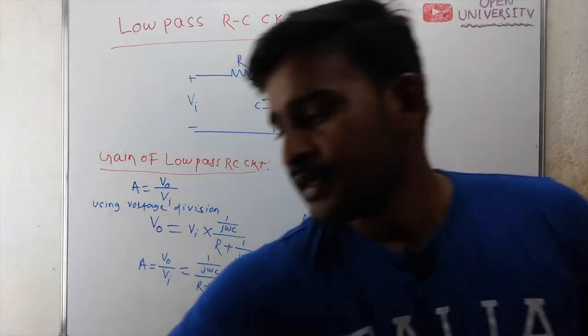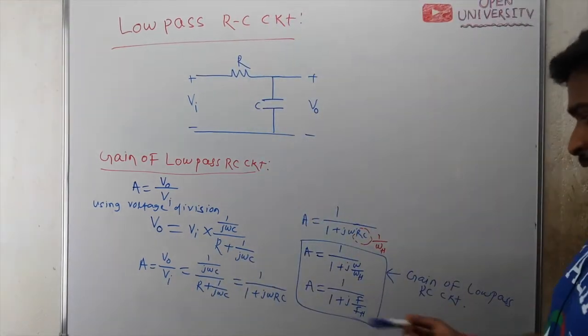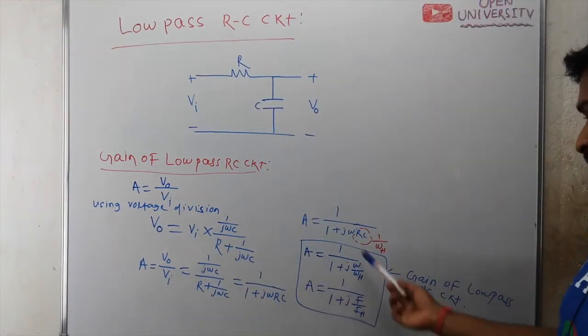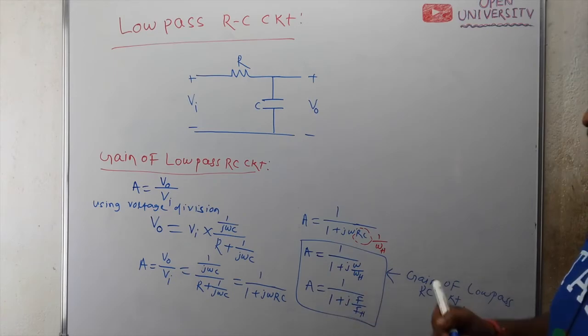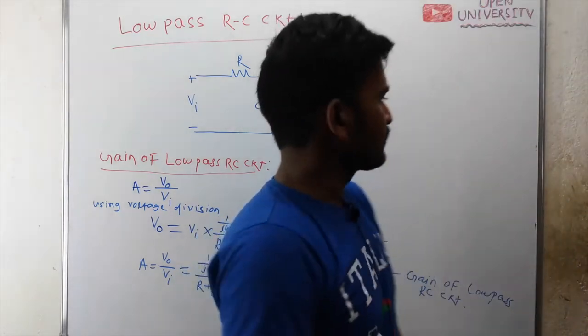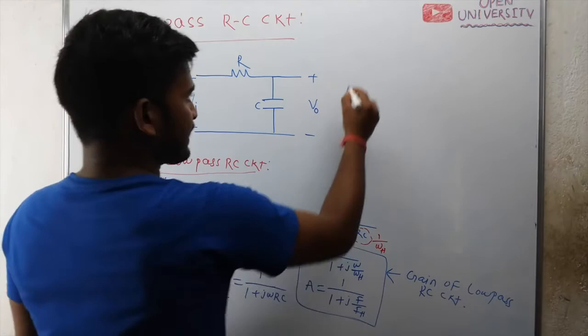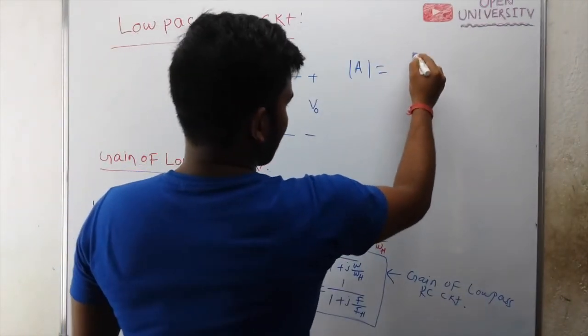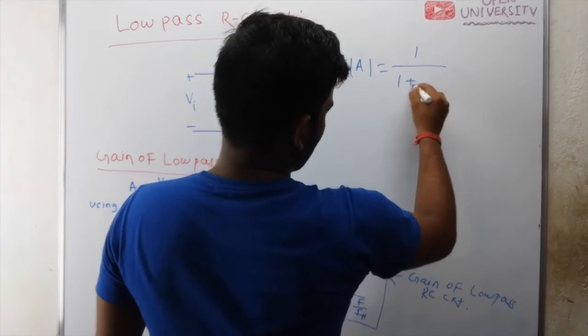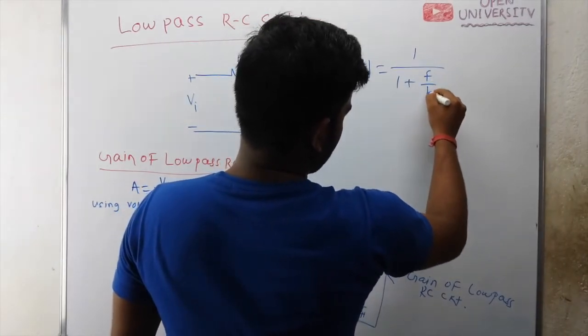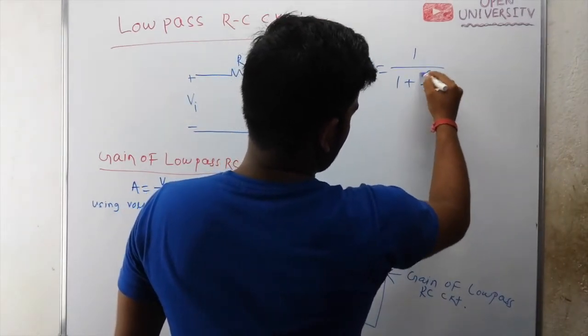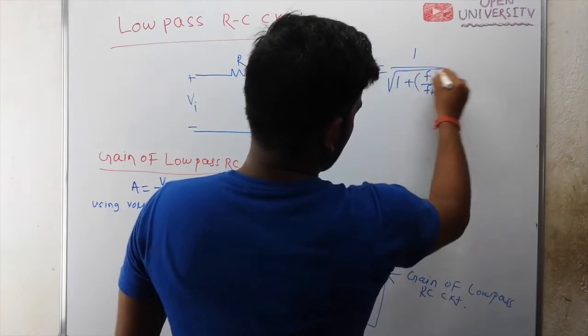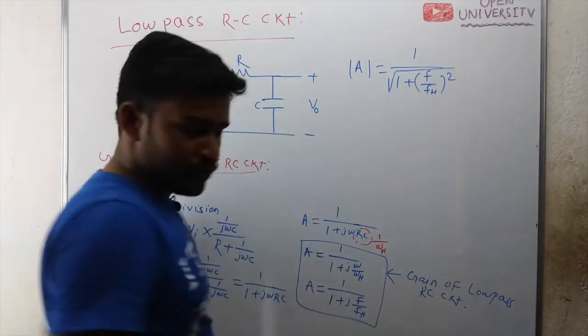Then what will be the magnitude of gain? If this is gain, which is a complex value, what will be the magnitude of gain? Magnitude of gain will be 1 by square root of 1 plus (f by fh) squared. This will be the magnitude of gain.